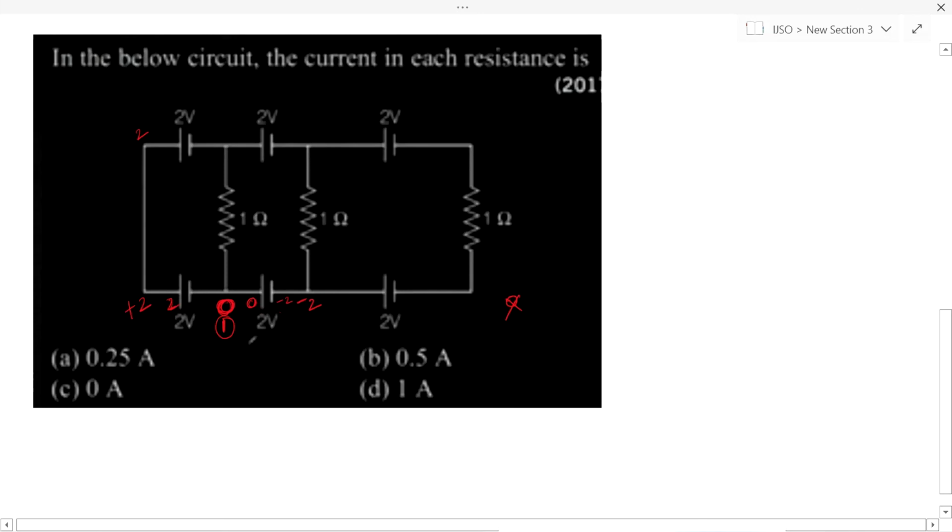Then only this has to be 0. This I have considered 0, so this has to be minus 2, na? So then only this will be 0. Minus 2 plus 2, minus 2 plus 2, this will be 0. Hope this part is clear.